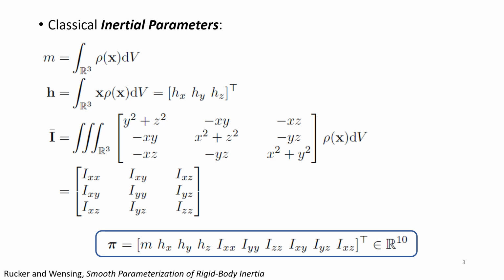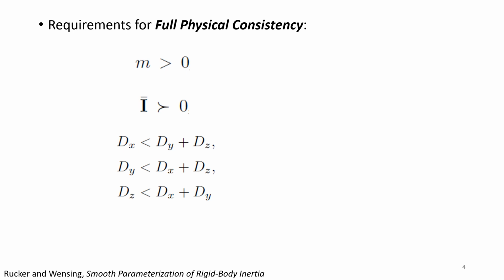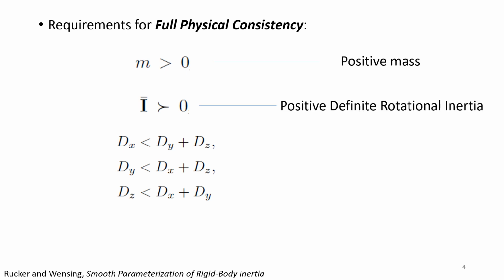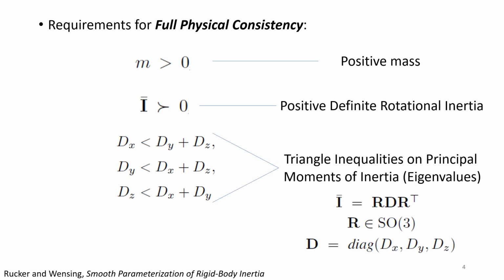Parameter sets that do are called fully physically consistent. The inertial parameters are physically consistent if and only if the mass is positive, the rotational inertia is positive definite, and the eigenvalues of I satisfy the triangle inequalities. Estimation that does not consider these requirements often yields non-physical results.